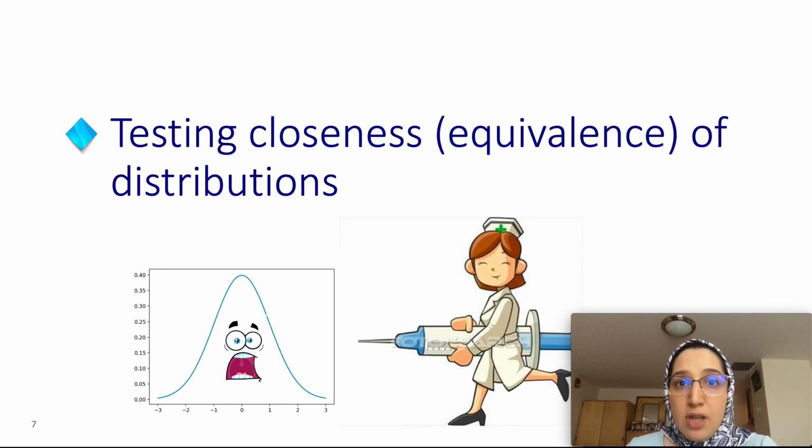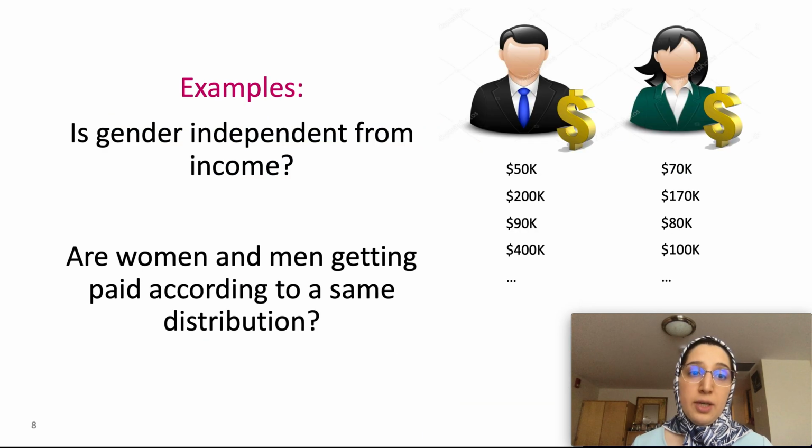So in this talk, I am going to talk about a problem in property testing called testing closeness or equivalence. In statistics, it's usually called equivalence testing. And we will see how to make this tester private.